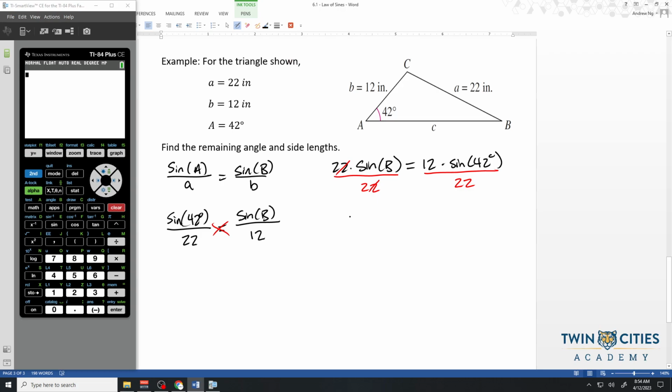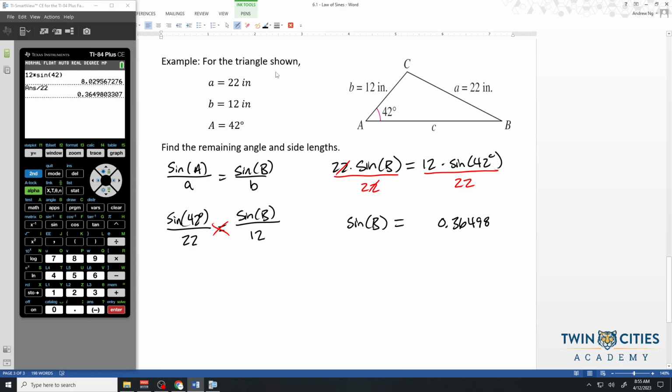And this will be the sine of B is equal to, in my calculator, we'll do 12 times the sine of 42 degrees, and then divide that by 22. Okay, so this is 0.36498. Let's capture as much of that as we can. Note I left some space here. That's because I haven't solved for B yet.